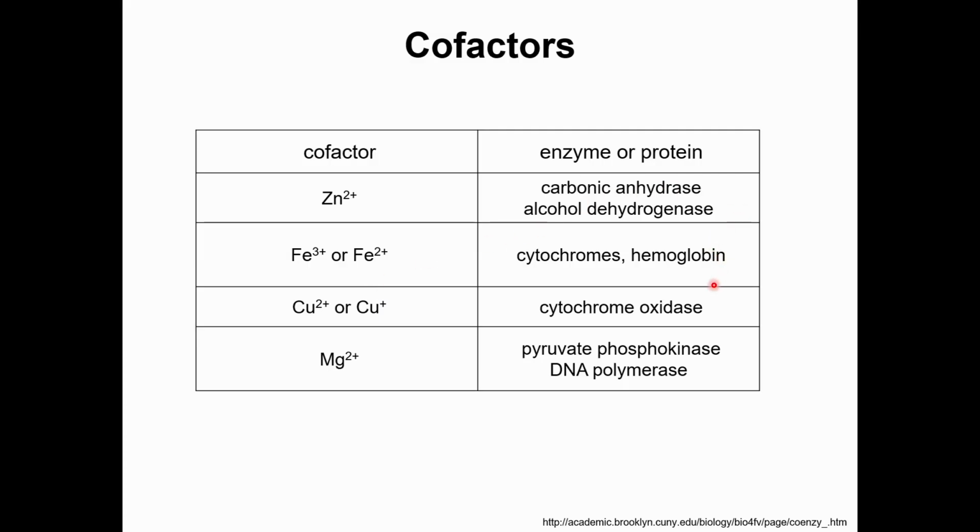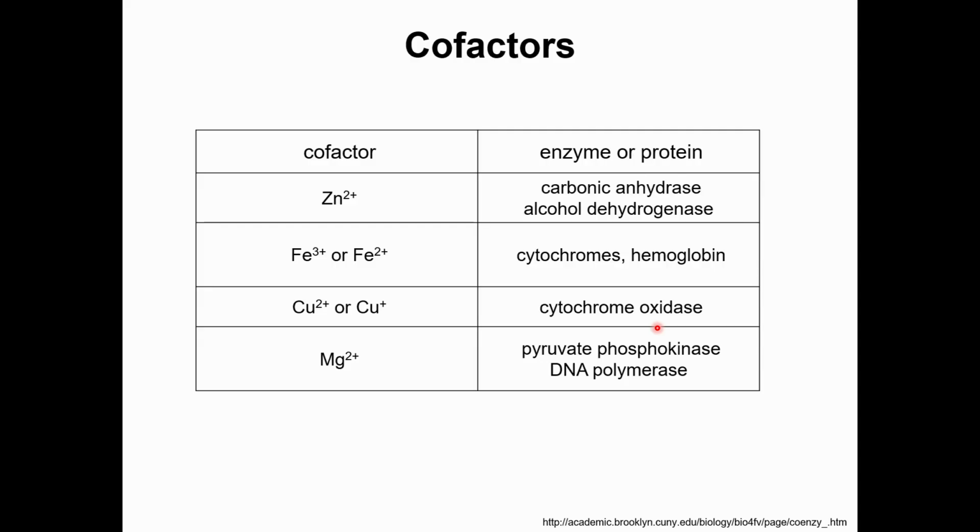And here's some examples of some of these, okay? So for instance, DNA polymerase has a magnesium ion in it. Cytochrome P450s have iron. So does hemoglobin for that matter. Zinc atoms are found in carbonic anhydrase, alcohol dehydrogenase. These are just various and sundry examples.